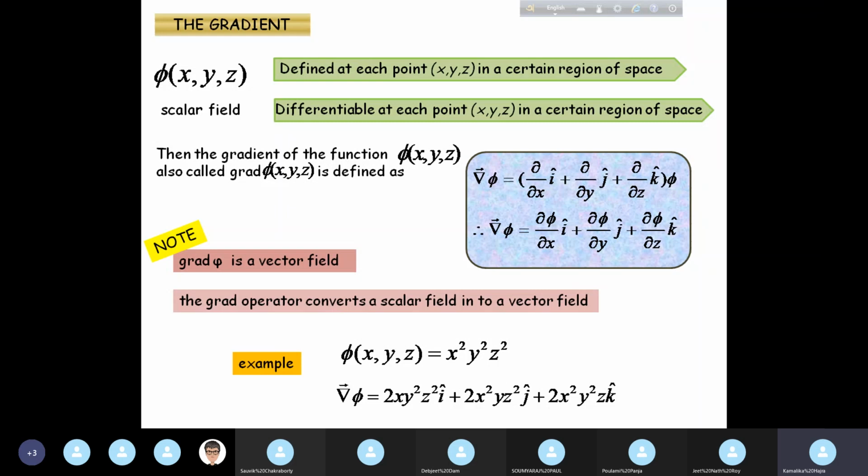But before that, let us do a few problems which are concerned only with the mathematics, because you will be asked to take the gradient of different functions. So let us see what are the steps that we follow to take the gradient of different functions. Okay.